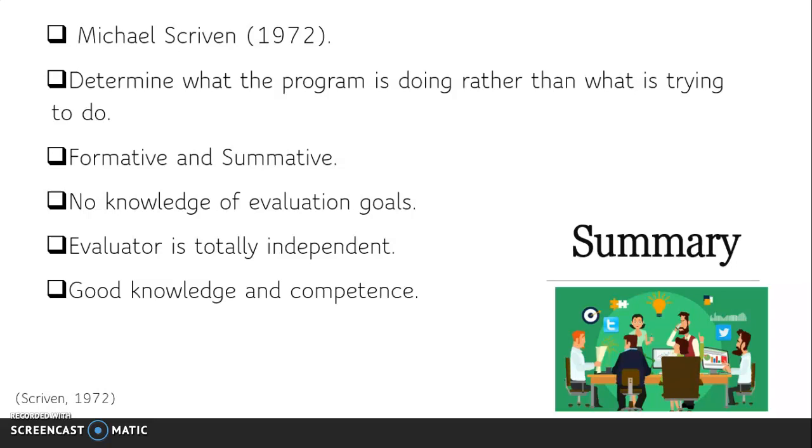The goal-free evaluation demands that the evaluator have good knowledge of the subject of evaluation. The evaluator competence is a major issue. Included in this element, it is a requirement that the evaluator be free of bias.